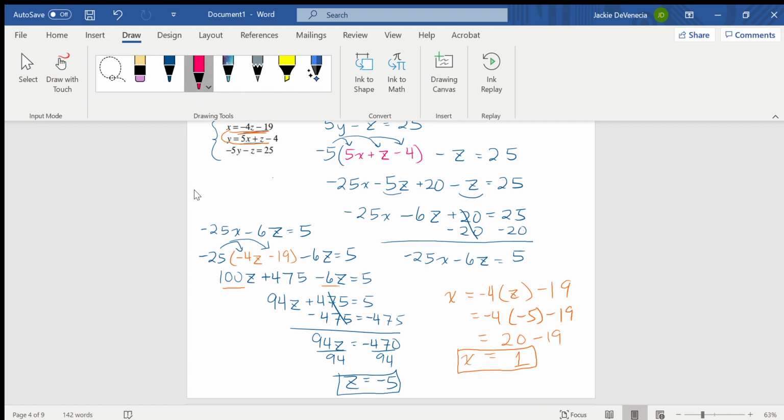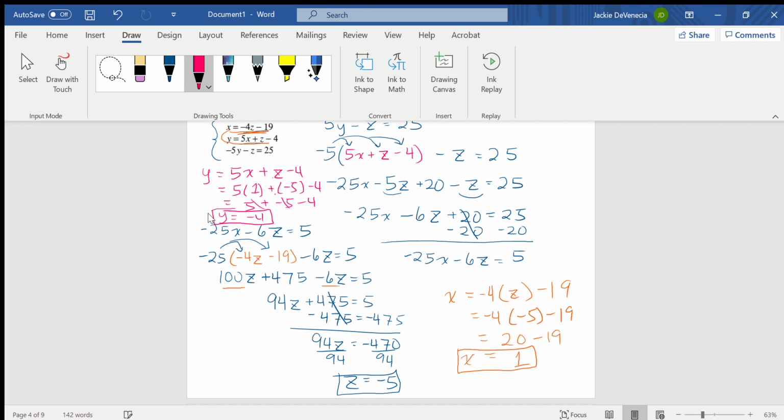So if we're trying to find y is equal to 5x plus z minus 4, you just want to replace this. So instead of writing x, we'll write 1. Instead of writing z, we'll write -5 minus 4. Multiply 5 times 1, which is just 5, plus -5 minus 4. These cross out, and you're just left with y is equal to -4.